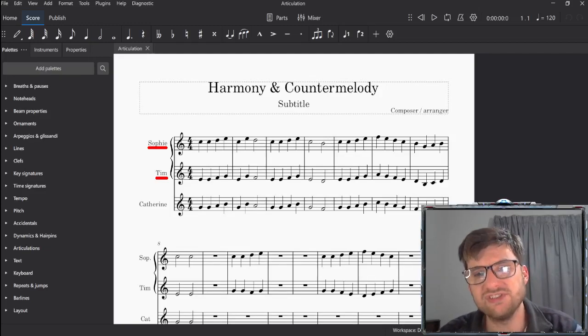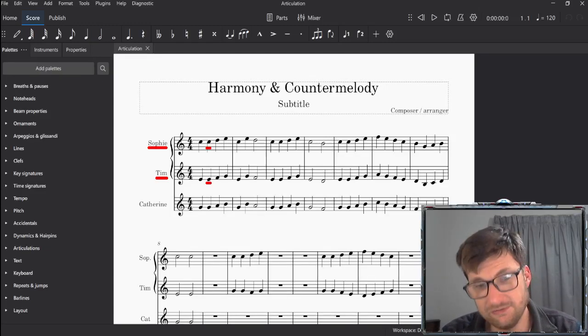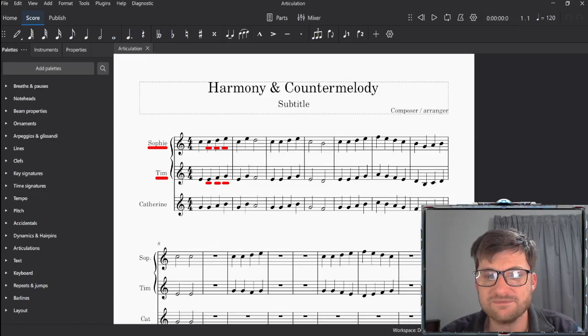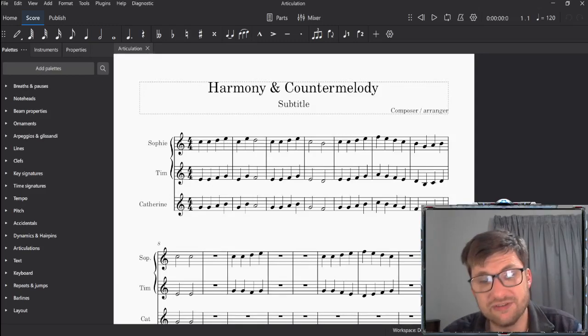So when Sophie sings a C, Tim would sing an E. When Sophie moves to D, Tim moves to an F. And when Sophie sings E, Tim sings G. You get the point. All Tim has to do is stay a third above Sophie. But just don't forget your scale degrees, because sometimes it's a third and sometimes it's a minor third.